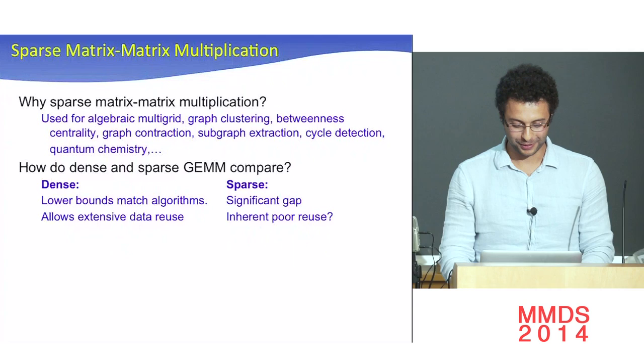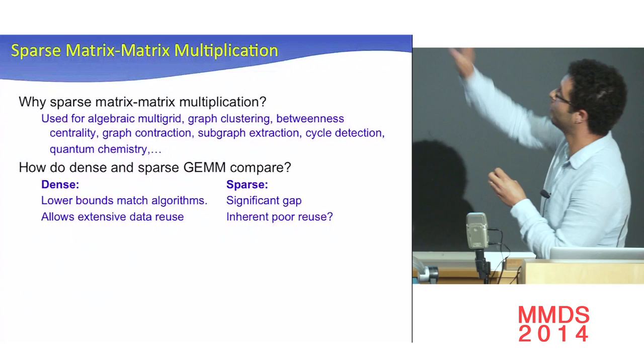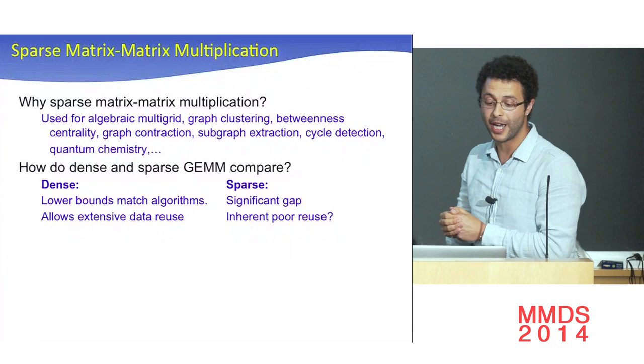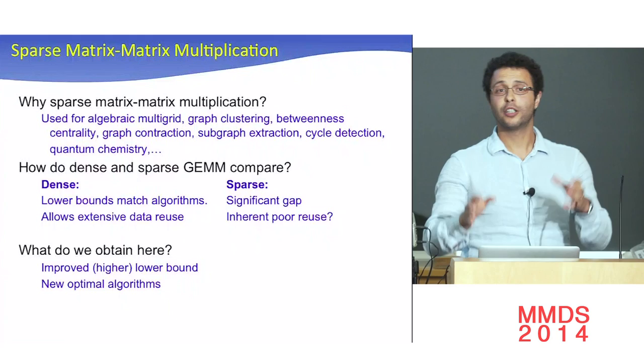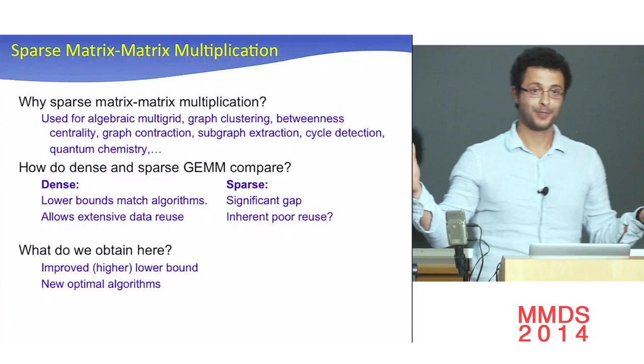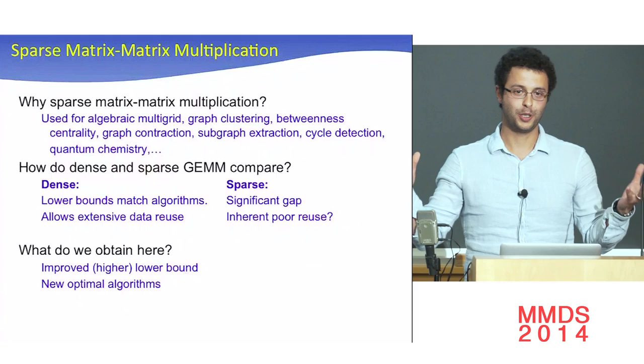But we don't know a lot about the sparse case. We know a lot about the dense case. We even know lower bounds, and we have matching algorithms. For the sparse case, there's a huge gap between the lower bound and what we know. And it's really hard to prove a lower bound on a sparse algorithm because there are so many different sparse matrices, right? Therefore, we're going to fix our matrices to be what's called an Erdos-Renyi random matrix. Uniformly random, where you pick an edge with some probability.